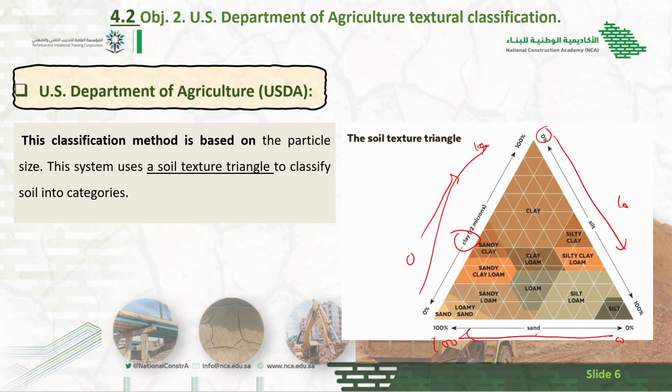Once we find the percentages of sand, silt, and clay, we can find the type of soil. Either it is clay loam, clay, silty loam, loam, or sandy loam. So we can find it very easily. So what is this triangle called? It is called an equilateral triangle. Equilateral means all three sides of the triangle are the same.